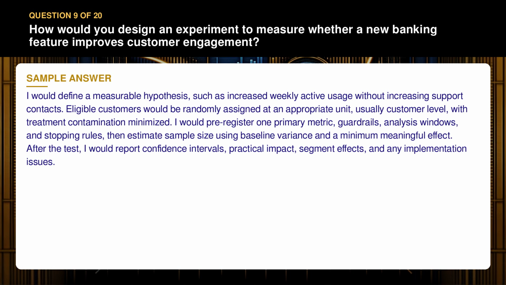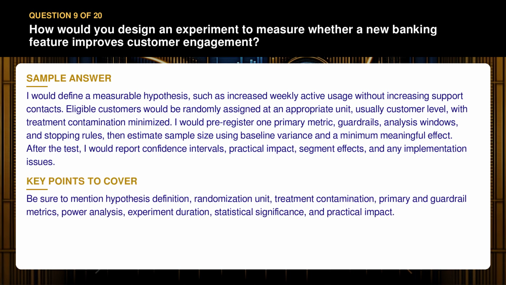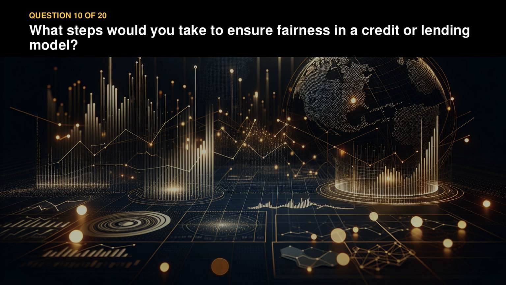I would pre-register one primary metric, guardrails, analysis windows, and stopping rules, then estimate sample size using baseline variance and a minimum meaningful effect. After the test, I would report confidence intervals, practical impact, segment effects, and any implementation issues. Be sure to mention hypothesis definition, randomization unit, treatment contamination, primary and guardrail metrics, power analysis, experiment duration, statistical significance, and practical impact.